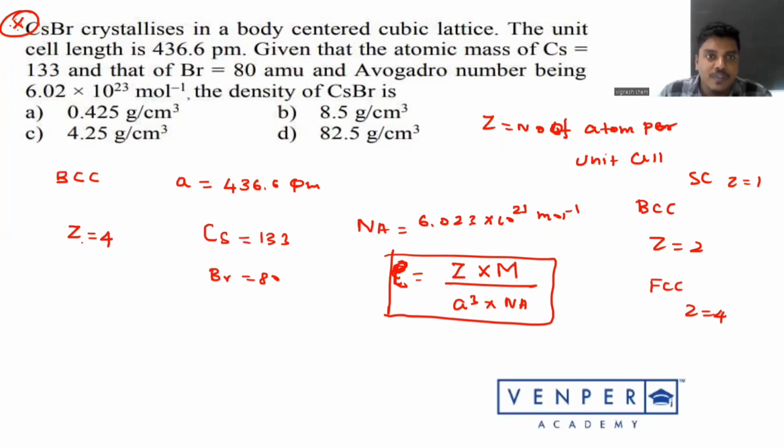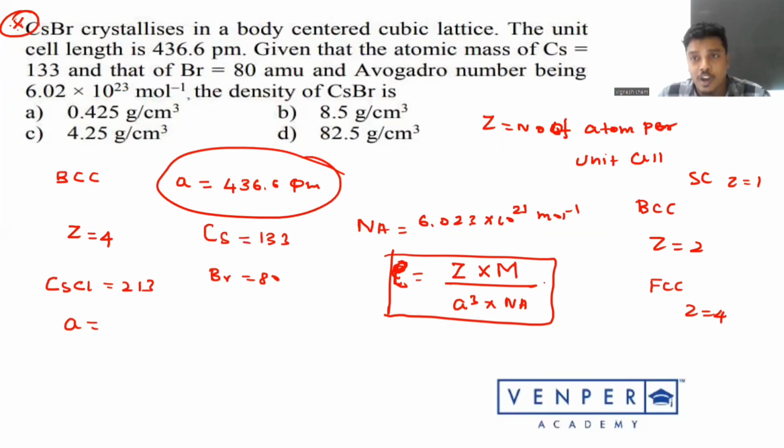What is the molecular mass of cesium bromide? We know cesium molecular mass is 133 and bromine molecular mass is 80. We have to add the two to get the molecular mass. Therefore, what is the molecular mass? It should be around 213. What is the A value now? The A value is 436.3.